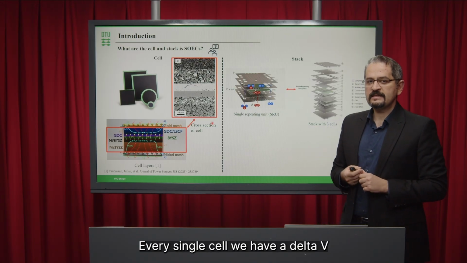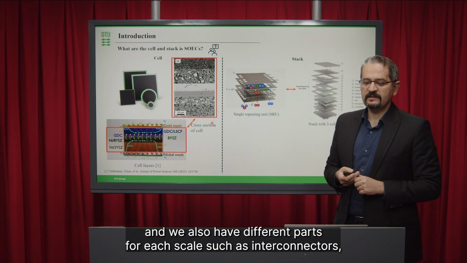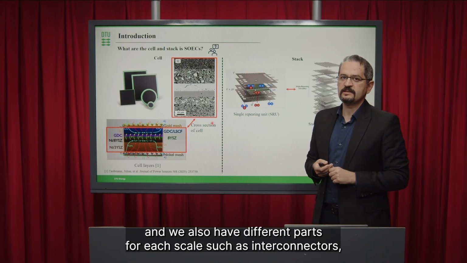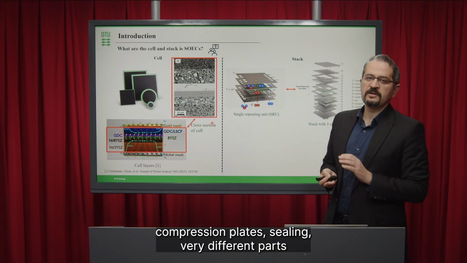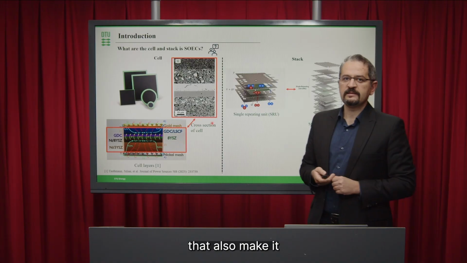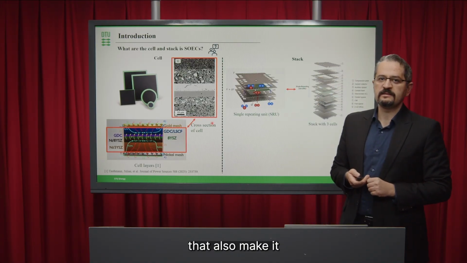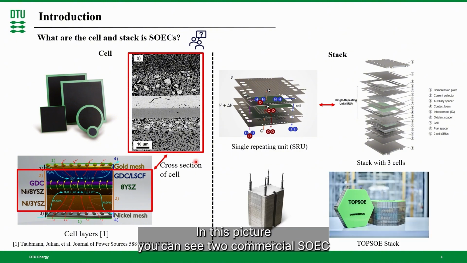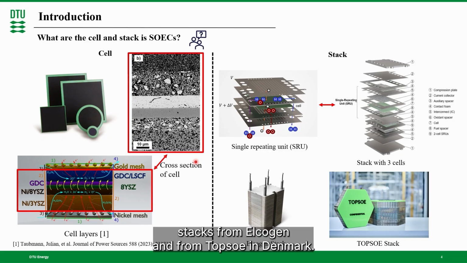For every single cell, we have a delta V, and we also have different parts for each scale, such as interconnectors, compression plates, sealing, very different parts that also make it a bit challenging to scale up and make a stack. In this picture, you can see two commercial SOEC stacks from Elcogen and from Topsoe in Denmark.